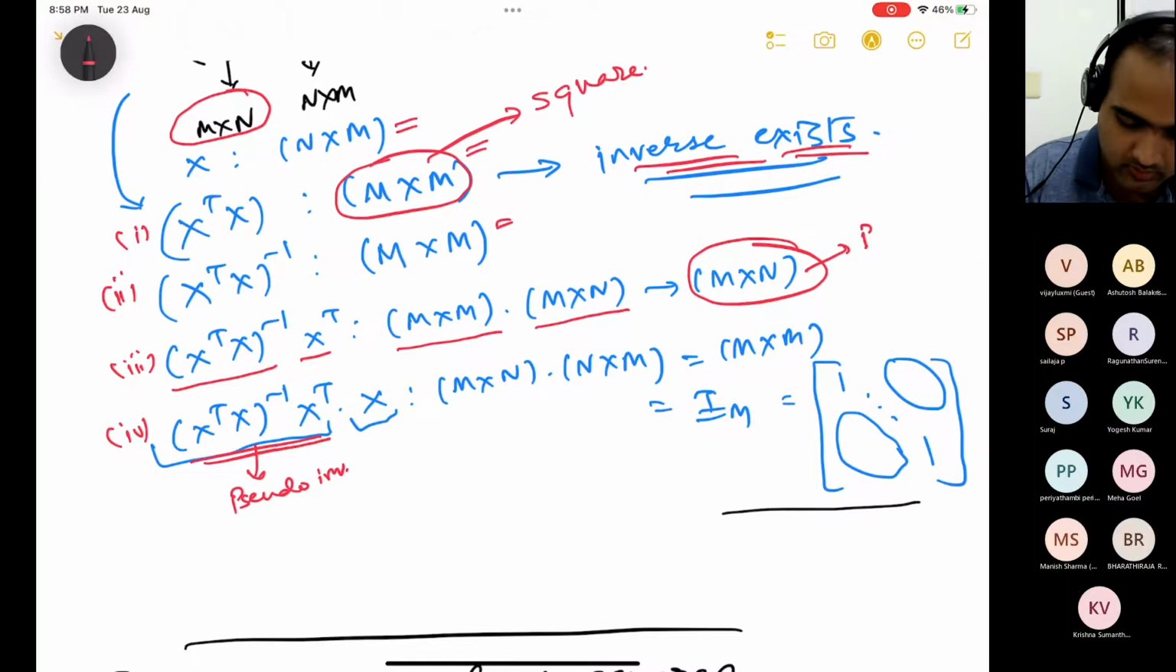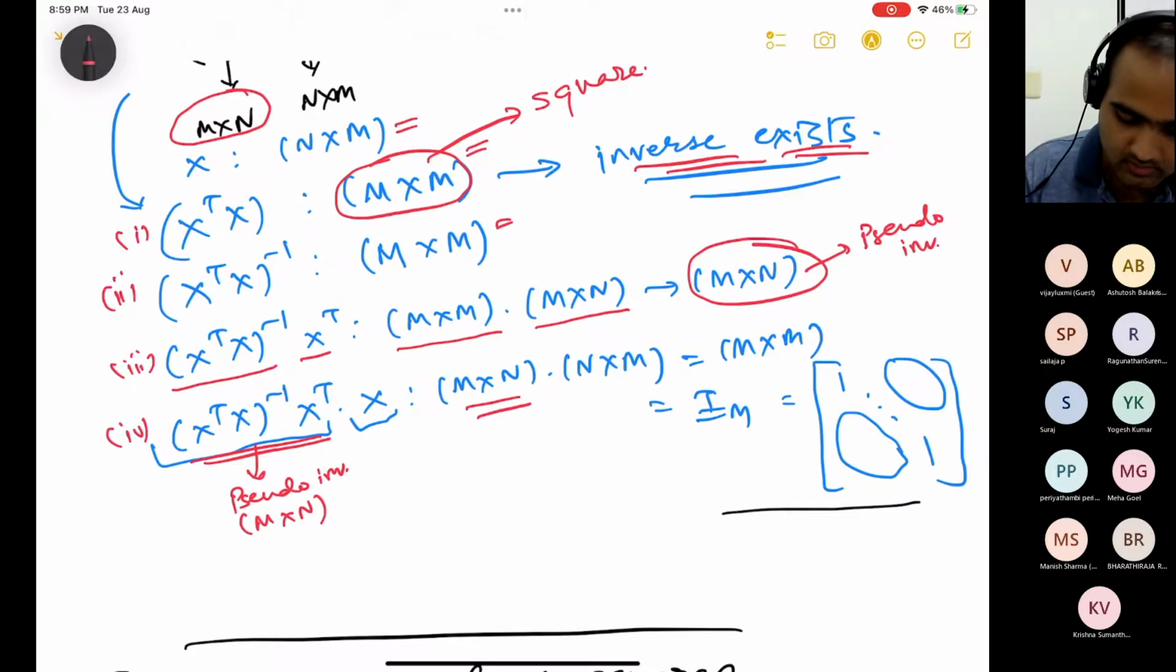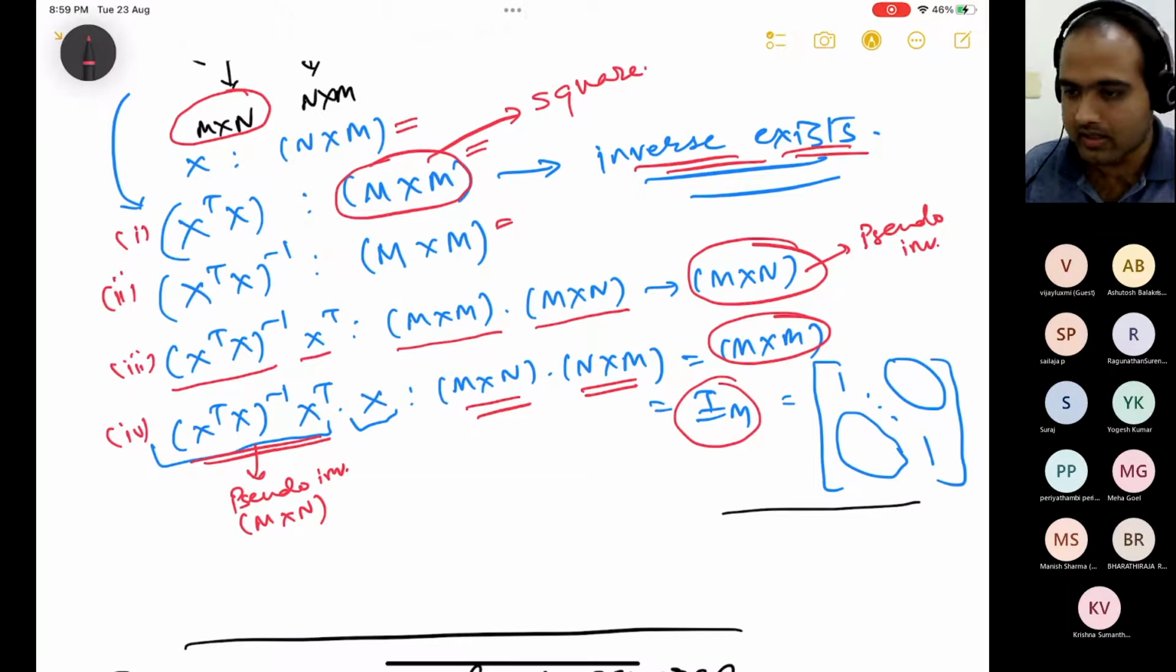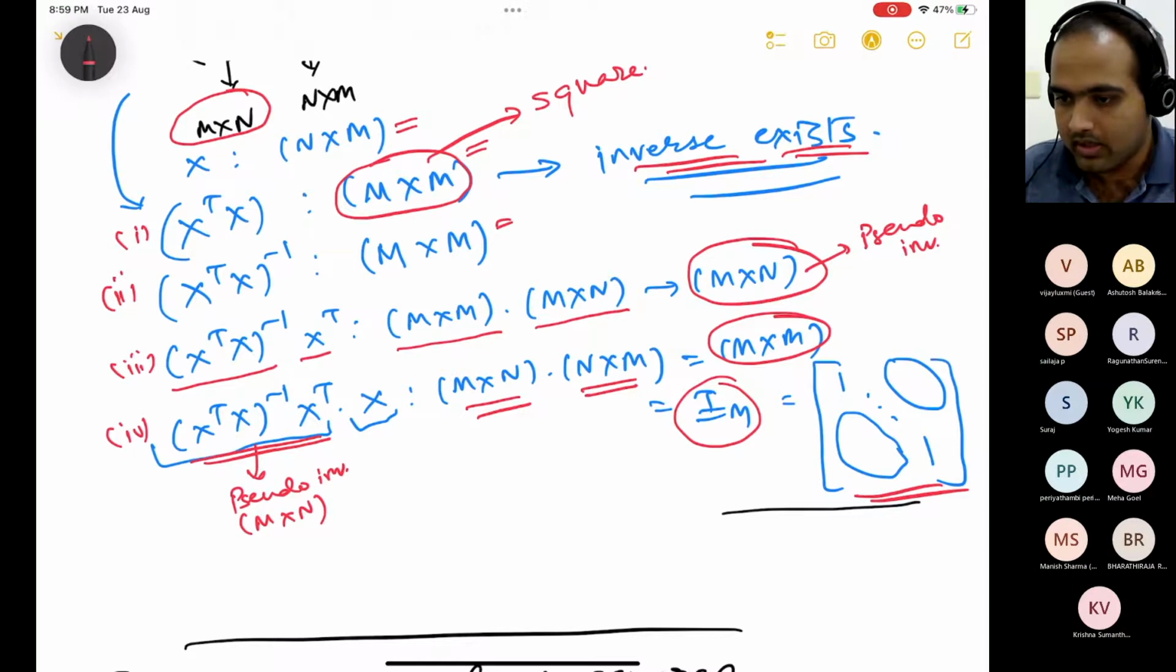This is my pseudo inverse, which you obtain in step 3. What is the dimension of the pseudo inverse? It is M cross N. And if you multiply it again with X, the N cross M matrix, what do we get? We get an M cross M matrix again, an identity matrix of M dimensions, so you have the diagonals as 1 and zeros on the non-diagonal elements.